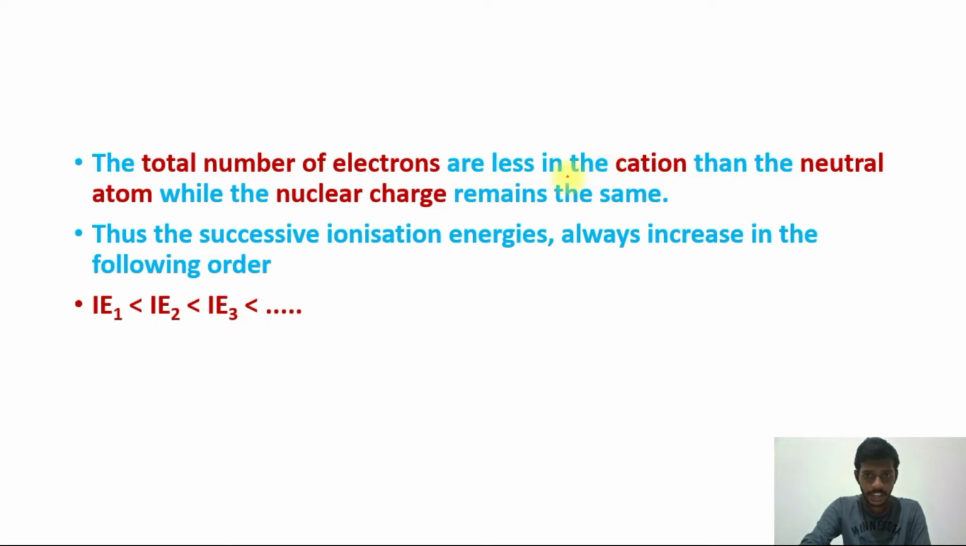In the cation, the number of electrons is lesser than in the neutral atom, whereas the nuclear charge remains the same inside the nucleus. Thus, the successive ionization energies always increase in the order: first is lesser than second, second is lesser than third ionization energy, third is lesser than fourth, and so on.